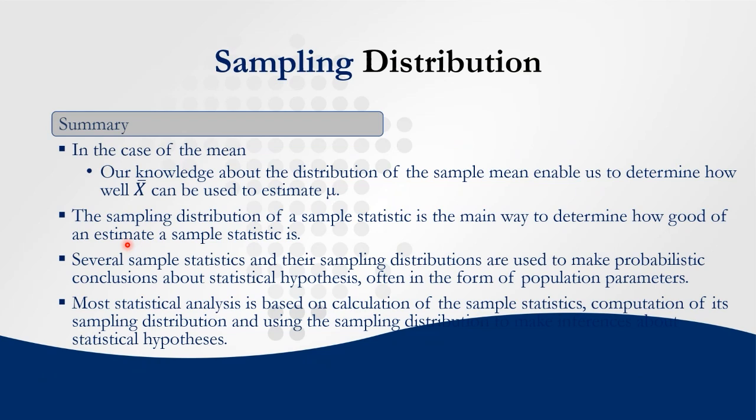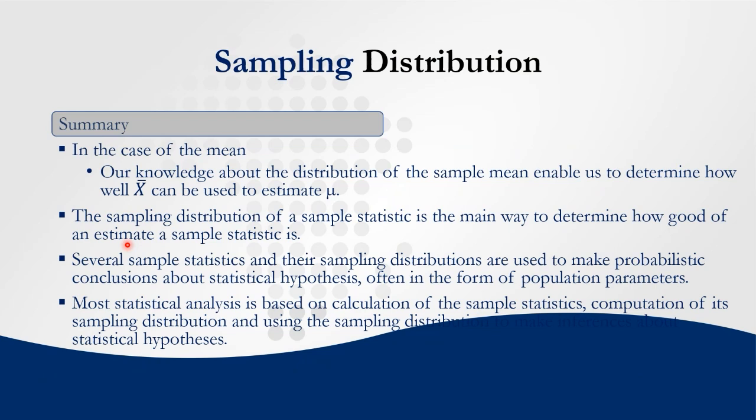Statistical hypotheses are about population parameters. So I hypothesize that the population average is this, but then I now use a sample, meaning I'm going to end up with a sample statistic. And then I have to use its sampling distribution to make probabilistic conclusions about the claims that I'm making, which are the hypotheses.